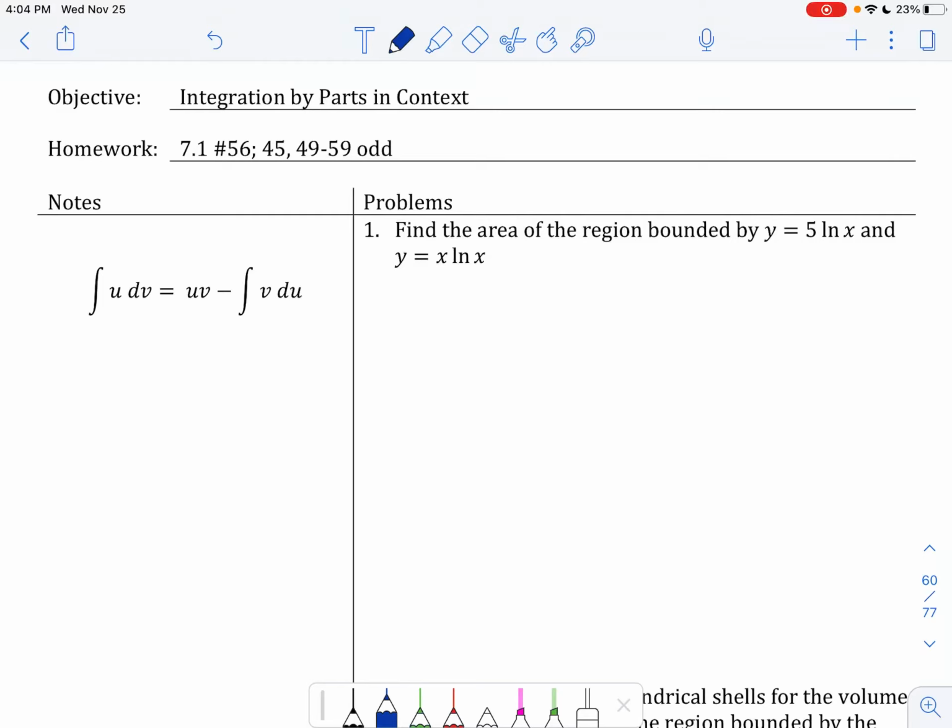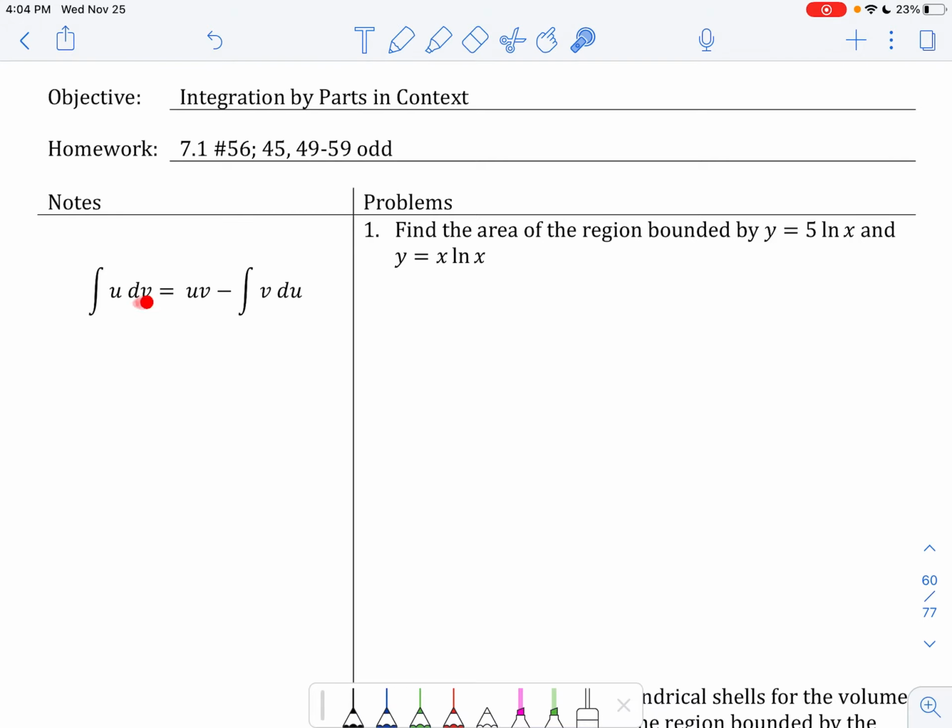Hi all, welcome to the second lesson on integration by parts. Just giving you a chance to practice it, use it well, and we're also going to do it in a couple different contexts so that you have practice with those review subjects as well.